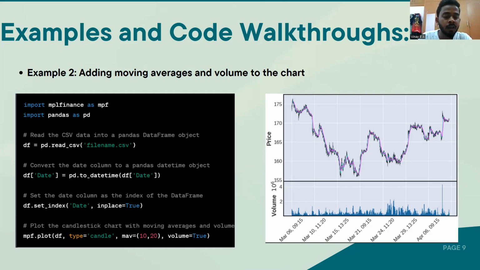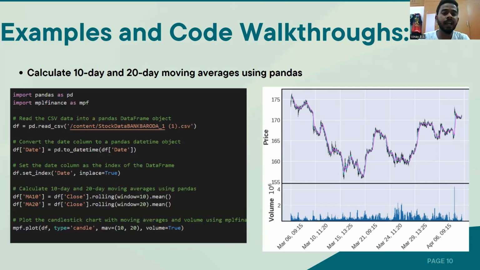You can use 10 days and 20 days. We can divide the two columns, whatever the values will be included in 10 days and 20 days. By using values and prices, it will be divided. Then calculate the 10 days and 20 days moving average using pandas.